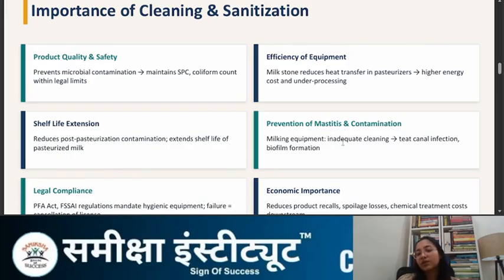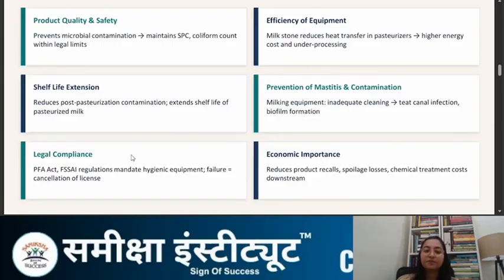Milking equipments are very important, because otherwise, if there is inadequate cleaning, it will lead to teat canal infection and biofilm formation. What is biofilm formation? Biofilm has microbes, and it will lead to contamination.